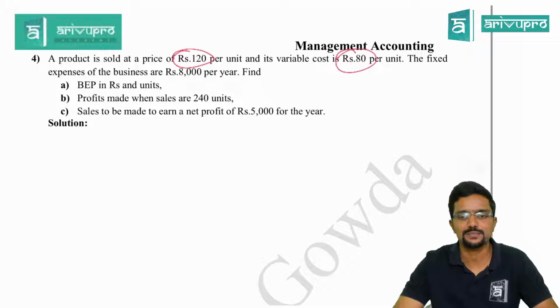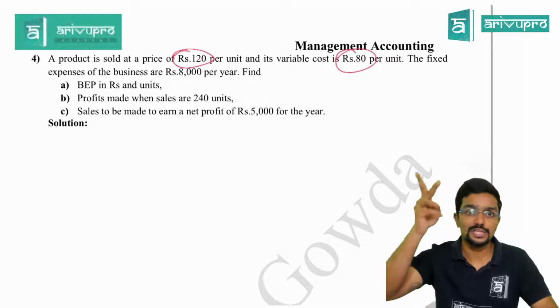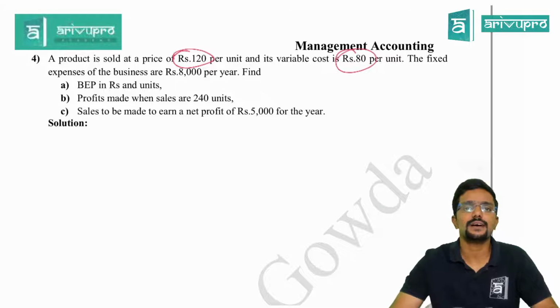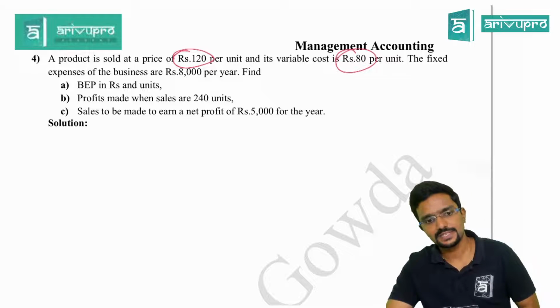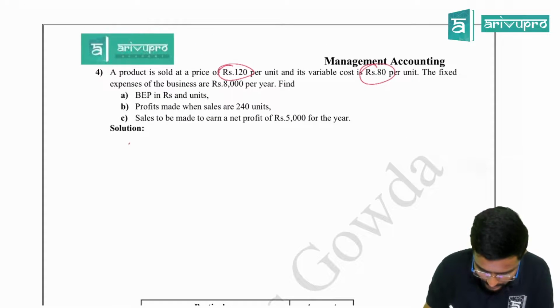Let us proceed. The fixed expenses of the business are 8,000 per year. Find one by one break-even point in rupees and units. Both they have asked. Can we do? Yes, sir. We can do it. We'll start with point A.